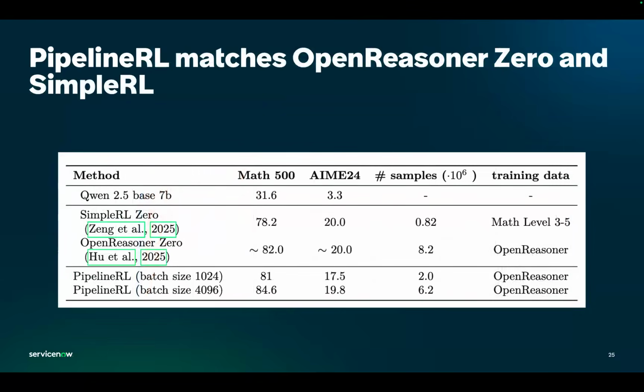Okay. And we wanted to compare: can we match the result from Open Reasoner 0, right? Just to know, can we trust our implementation? So Open Reasoner 0 roughly has 82 on Math 500 and 20 on AIME 24. And we obtained something very similar, where we have 84.6 on Math and 20 also on AIME 24.